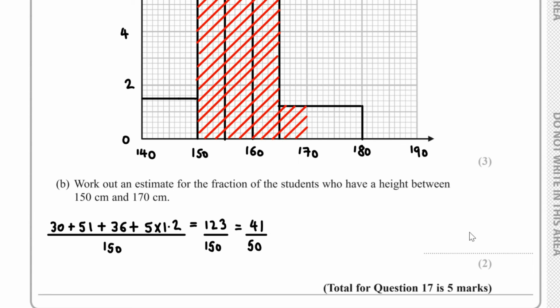So here is what we've got. We've got 41 over 50.